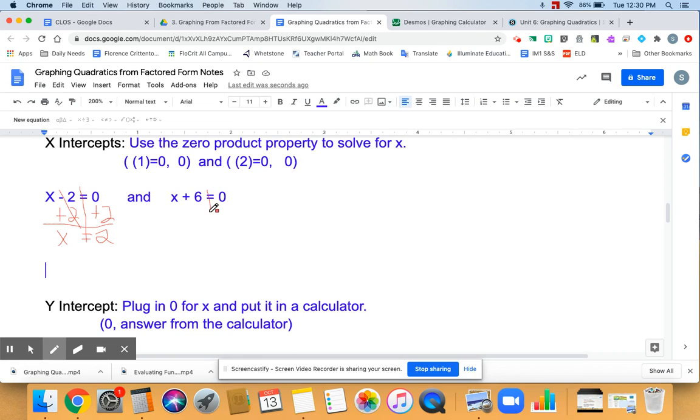Then for this one, how do I solve for x? I'm going to minus the 6, because plus 6 minus 6 is 0, they eliminate. So then on this side, I only have the x. And on this side, 0 minus 6 is negative 6. So my two x-intercepts, I have one at 2, 0, and one at negative 6, 0. Those are my two x-intercepts.